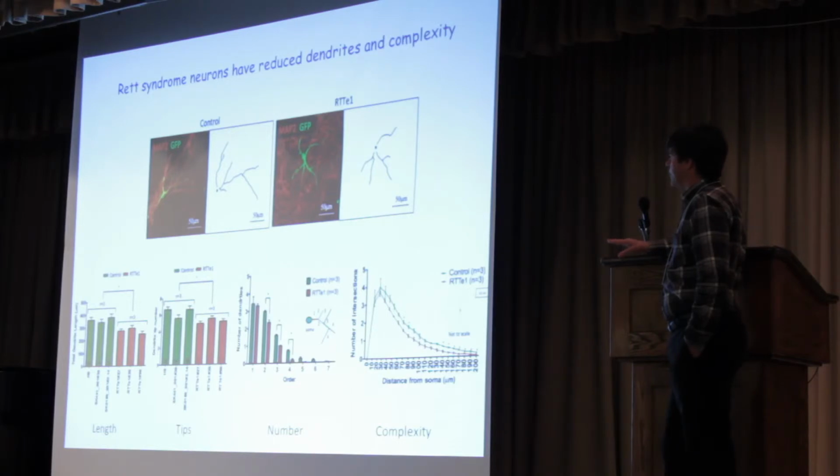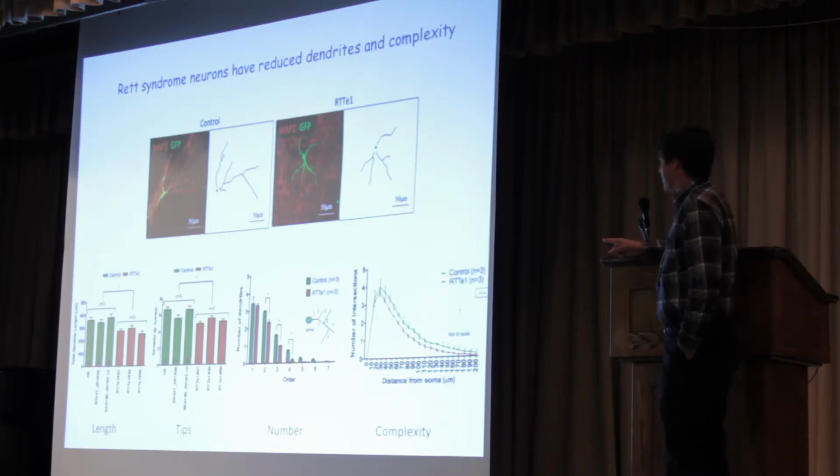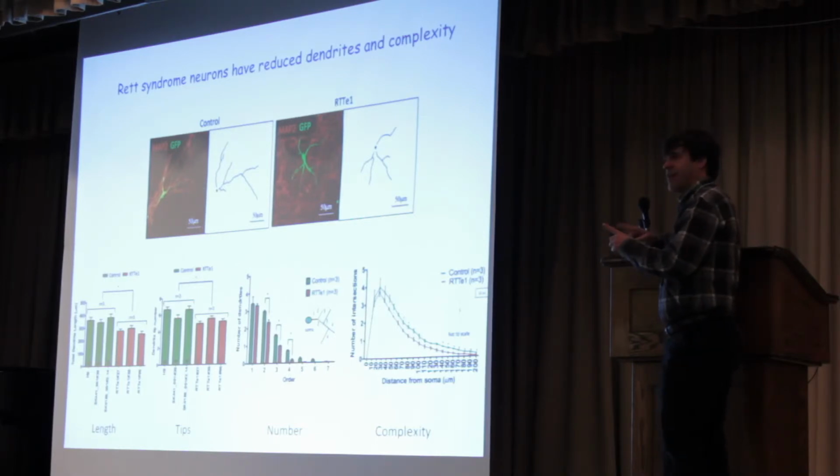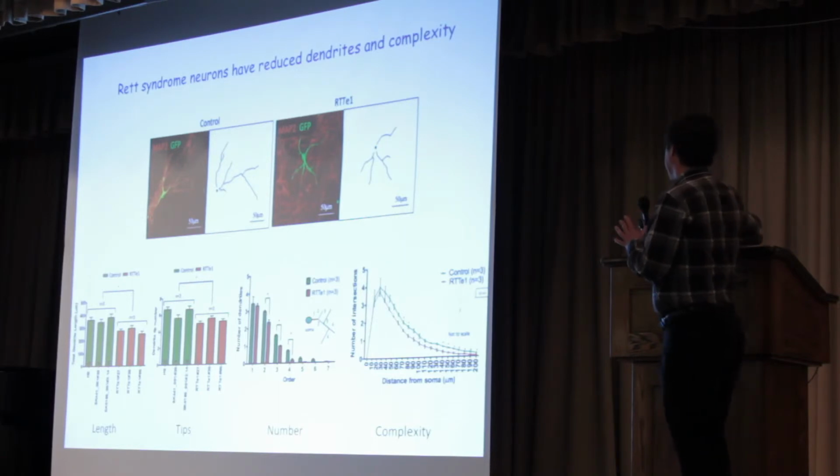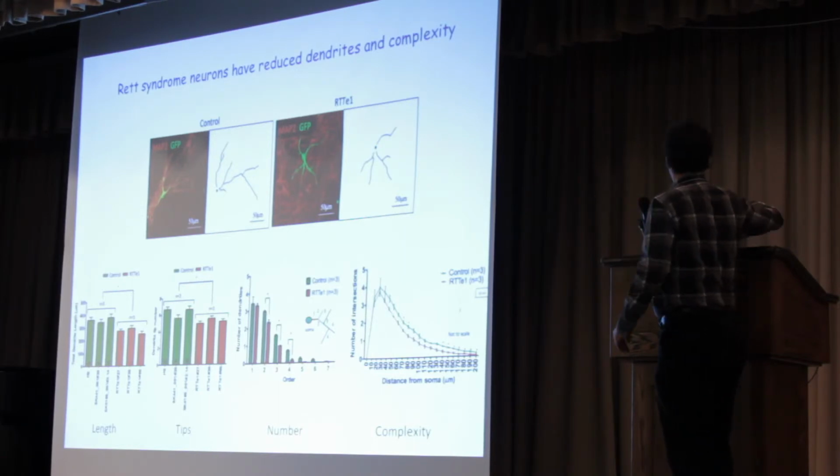The Rett syndrome ones, there are fewer tips. You can look at the complexity by the branching numbers in the third bar graph. And again, those go down in Rett syndrome, and that's what's shown in the bar graph on the right-hand side: the complexity, also, of how many of these dendrites they have and how often they branch. So in Rett syndrome, it looks like they're immature and they don't fully form the expected branching.